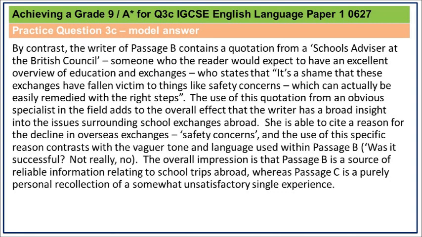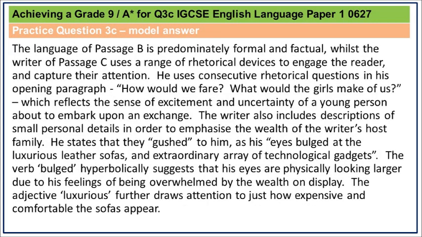The overall impression is that Passage B is a source of reliable information relating to school trips abroad, whereas Passage C is a purely personal recollection of a somewhat unsatisfactory single experience. The language of Passage B is predominantly factual and formal, whilst the writer of Passage C uses a range of rhetorical devices to engage the reader and capture their attention.